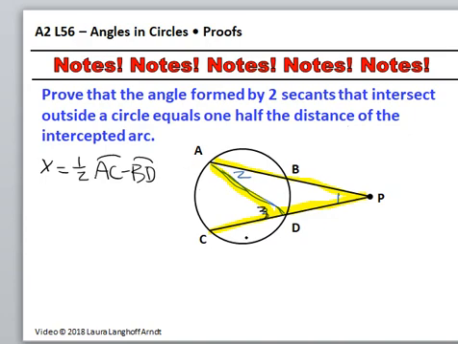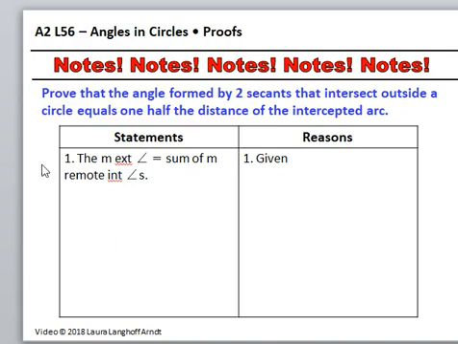So what do we know about exterior angles? We know that they're the sum of 1 plus 2. So the measure of angle 3 equals the sum of 1 plus 2. Let's write that down. Angle 3 equals angle 1 plus angle 2. Why is that? Because it's an exterior angle.